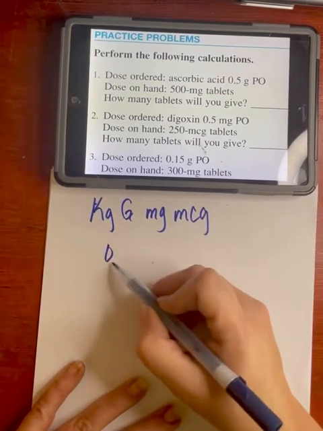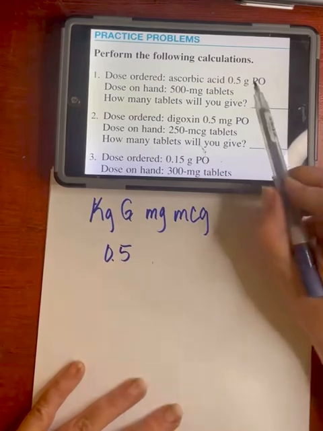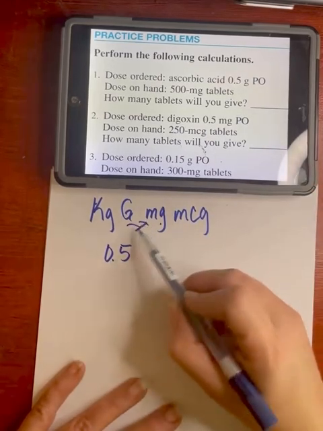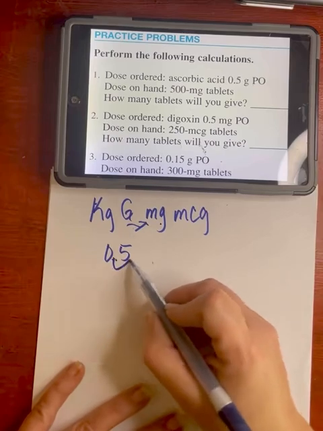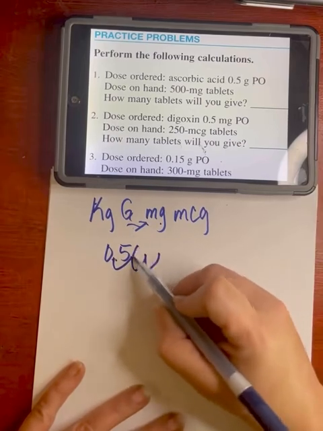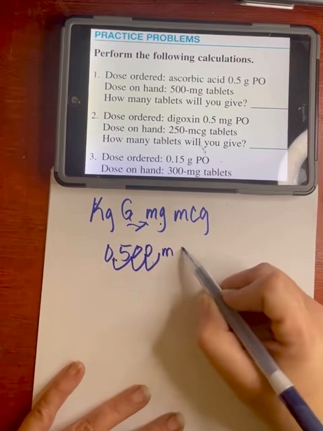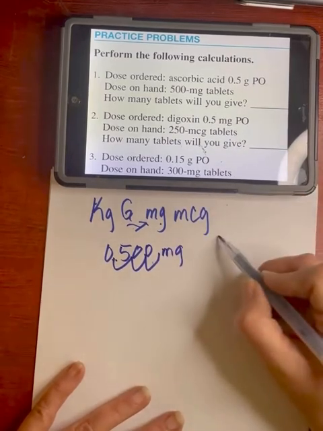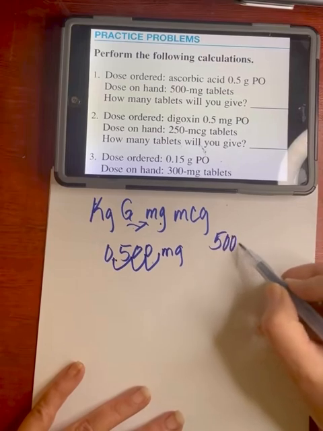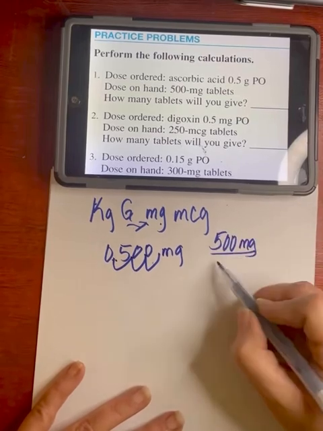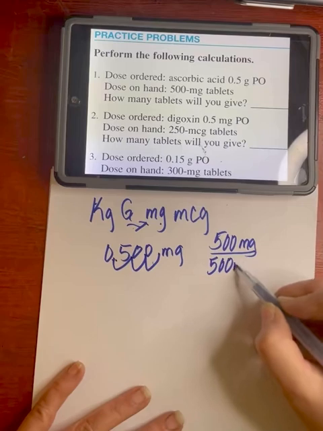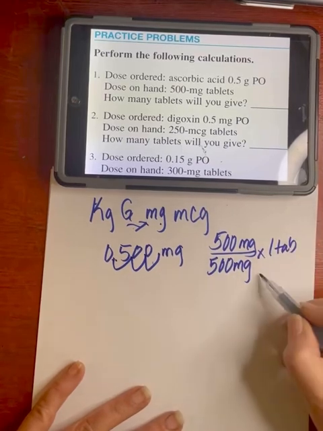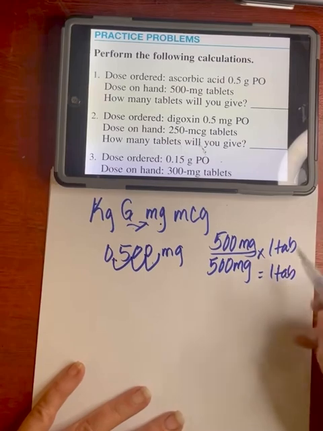And if it's 0.5 grams, and we got to go to milligrams, we got to move our decimal to the right. We're going to go 1, 2, 3. And so that would be 500 milligrams. And so if she wants to see your work, it would be 500 milligrams, what he wants, over 500 milligrams, what I got per one tablet. And then you know that's going to equal one tablet when you work it.